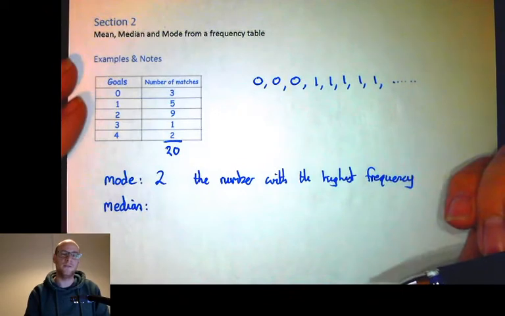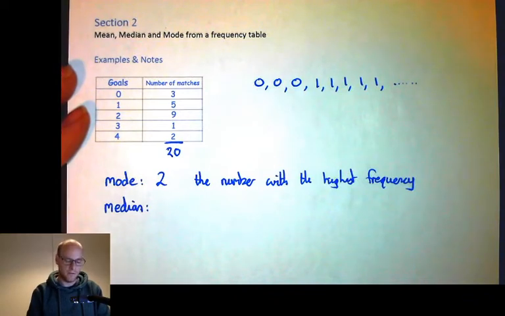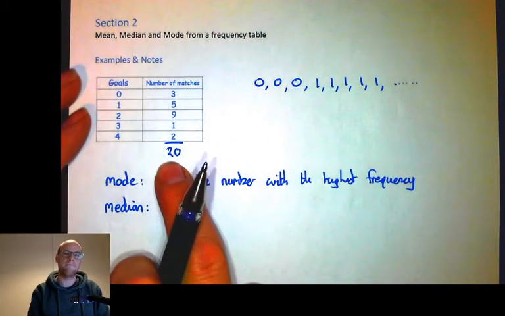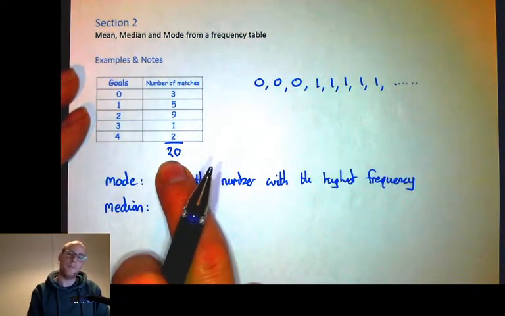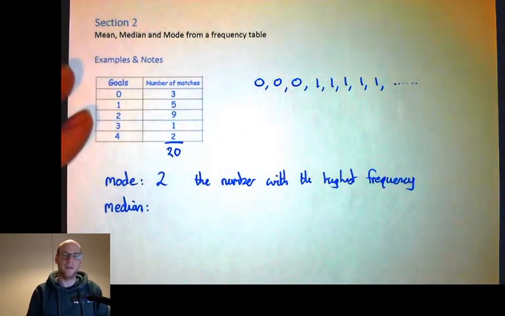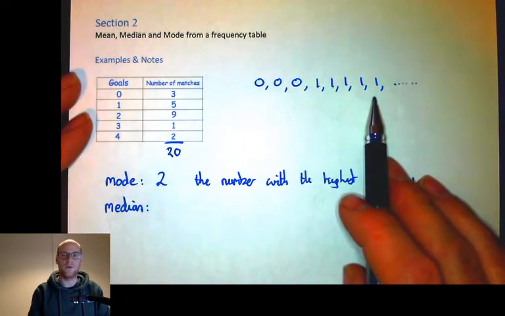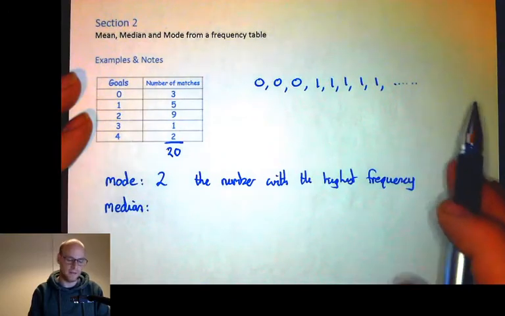So all we need to do is work out whereabouts in the data my middle number would be. So if there are 20 bits of data, then the middle would be at 10. So I'm looking for the 10th bit of data. Now, bearing in mind there are lots of repeats in my list, I just want to know which one is the 10th bit of data.